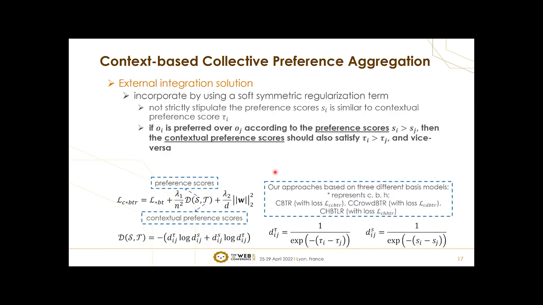We have two variants. One is the external integration solution. In this solution, we do not strictly require that the preference scores and the context preference scores are the same. We just assume that if an opinion is preferred over another opinion according to the preference scores, then the context preference scores should also satisfy this condition. So here, this is the original loss function, and next, this is the regularization term we add. We compute the divergence between these two types of scores and then construct the loss function of our model. This is the indirect influence of the context information on the preference scores.